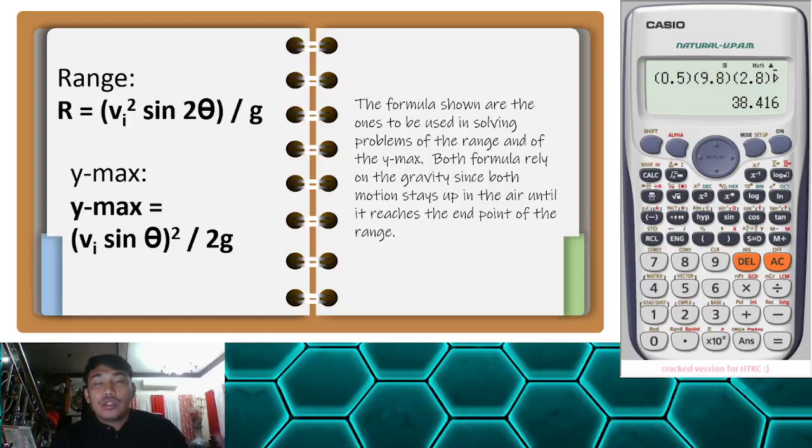Even range is the computation of the x-axis. Still, the motion path of it is up in the air. Okay, so up in the air, we have gravitational acceleration that is embedded in our formula in the range. So automatically when we talk about y max or the height, gravity is still present. Gravity will always be present.